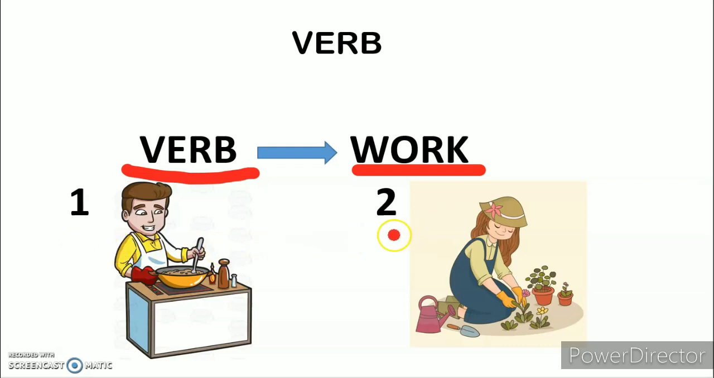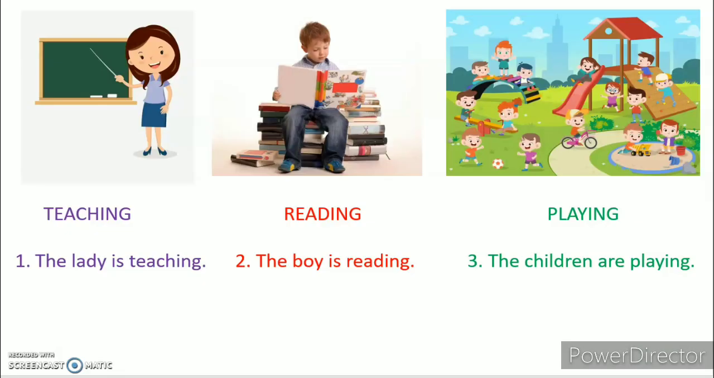Look at picture 2. What work is the girl doing? The girl is gardening. Gardening here is work that has been happening. Therefore, it is the verb also. Now let us discuss some more examples.